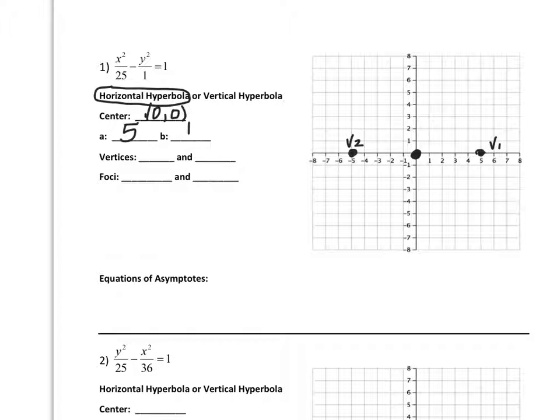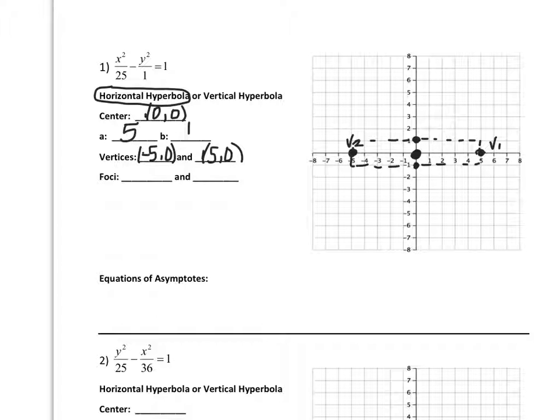And then our b value is 1. Our b value is on the conjugate axis, so we're going to start at the center and go up 1, and then down 1. So this is my very small box that we're going to need, okay? So we can answer right now that my vertices are 5 and negative 5. So let's label those as 5, 0 and negative 5, 0.